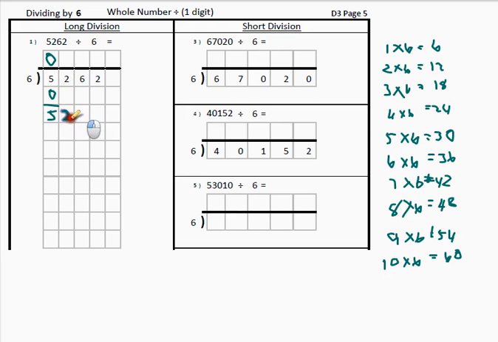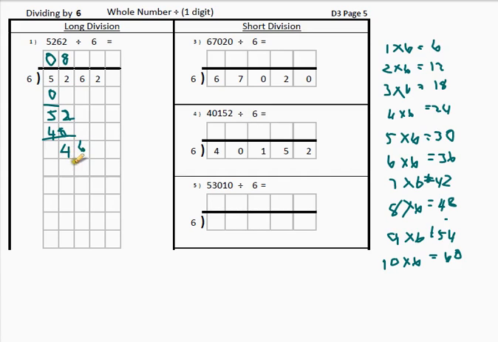I have 52 here. 6 go in 52 how many times? So let's use our times tables here. 52, where is 52? It is here between 48 and 54. In other words, the answer is 8 times 6 is 48. And now we are going to take away 52, take away 48. We cannot take 8 from 2, we have to borrow from the 5, it becomes a 4, it becomes 12, take away 8, which is 4. Our remainder is 4, we bring down the next number, 46.